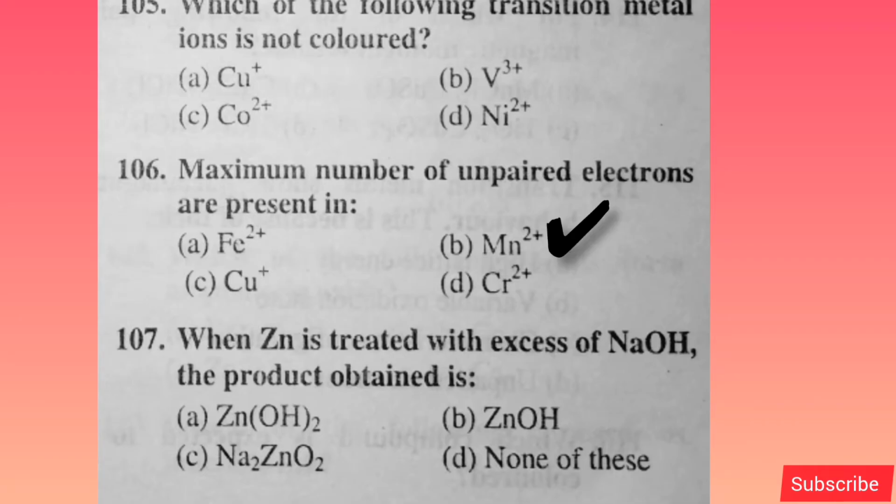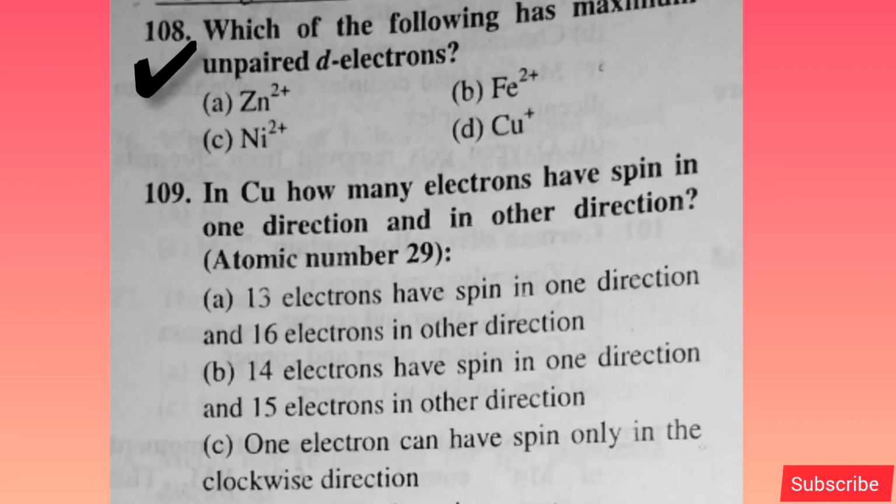Option B is correct. When Zn is treated with excess of NaOH, the product obtained is. Option C is correct. Which of the following has maximum unpaired d electron? Option B is correct. In Cu, how many electrons have spin in one direction and in other direction?